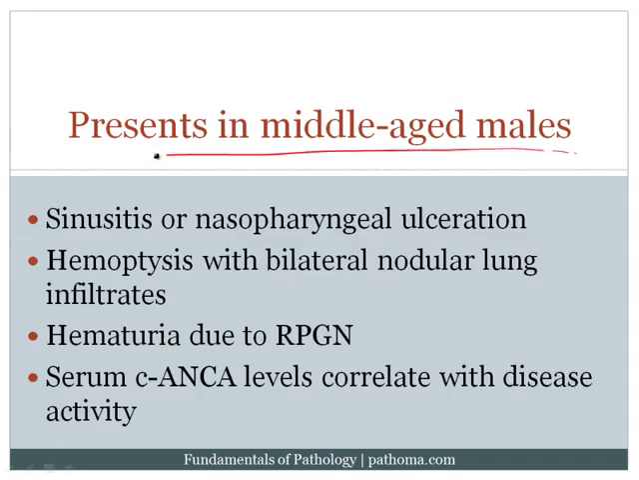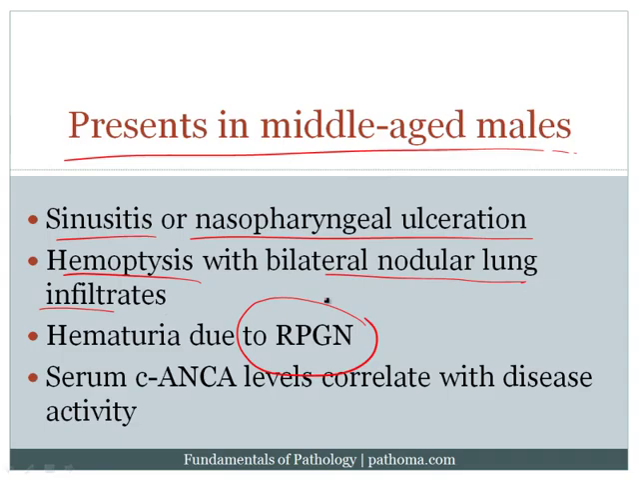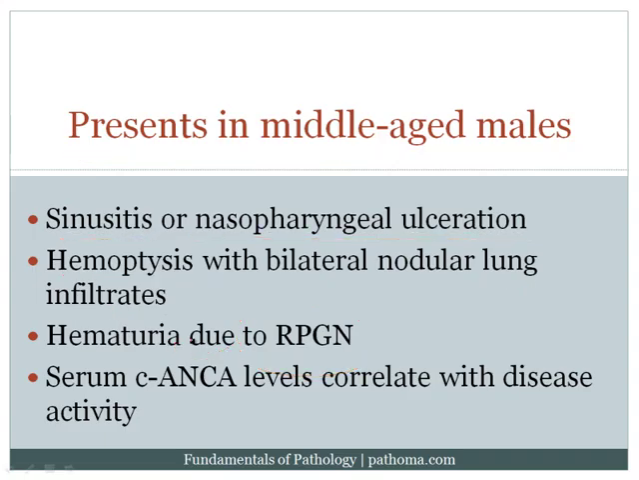This classically presents in a middle-aged male with sinusitis or nasopharyngeal ulceration. Again, they normally have involvement of the nasopharynx. They also get involvement of the lung, so they'll have hemoptysis with bilateral nodular lung infiltrates. And then they get involvement of the kidney, and the classic involvement of the kidney is going to be something called rapidly progressive glomerulonephritis. And so the patients will actually present with hematuria. And we'll talk about rapidly progressive glomerulonephritis in much more detail when we do your kidney or renal section. Again, I've already told you that these patients classically have an elevated serum C-ANCA, and the level of C-ANCA actually correlates with disease activity.